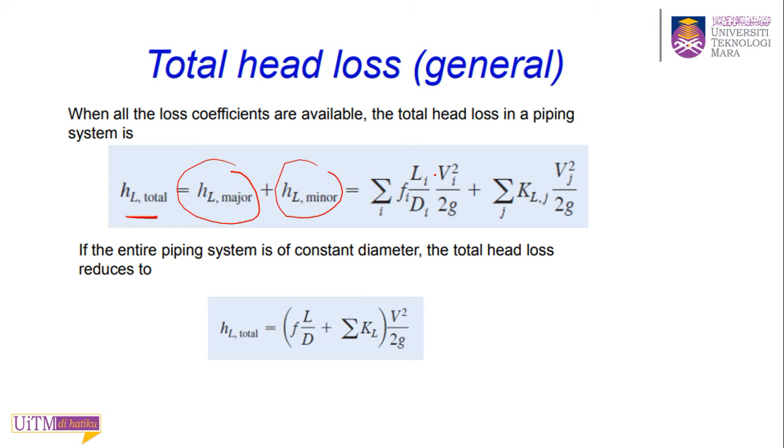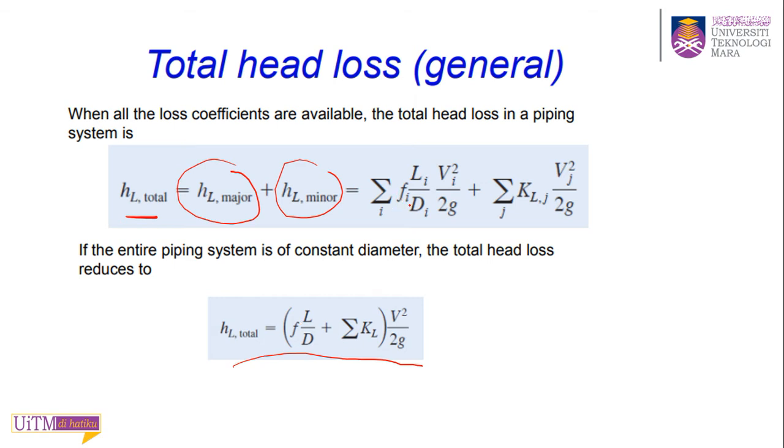If you have different pipes, you need to calculate for each pipe. Okay, if you have only one pipe, you can simply use the equation. If you have one pipe with a constant diameter, that means your velocity across that pipe is constant. So that's why you don't need to calculate one by one. Okay, that's why you have this equation.